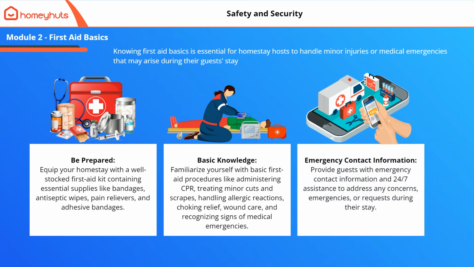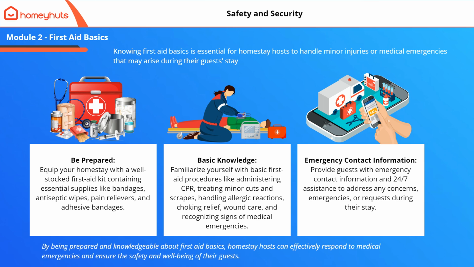Emergency contact information. Provide guests with emergency contact information and 24/7 assistance to address any concerns, emergencies, or requests during their stay. Display a list of emergency contact numbers for ambulance services, hospitals, and poison control centers in a prominent location, such as a first aid kit or guest information sheet. Ensure that guests know how to access emergency services if needed.